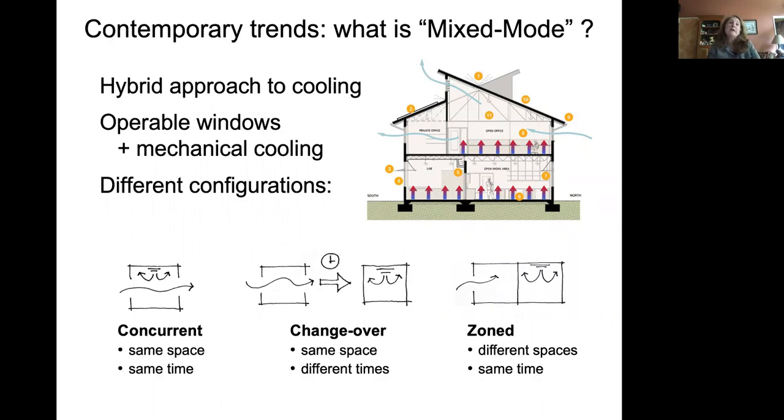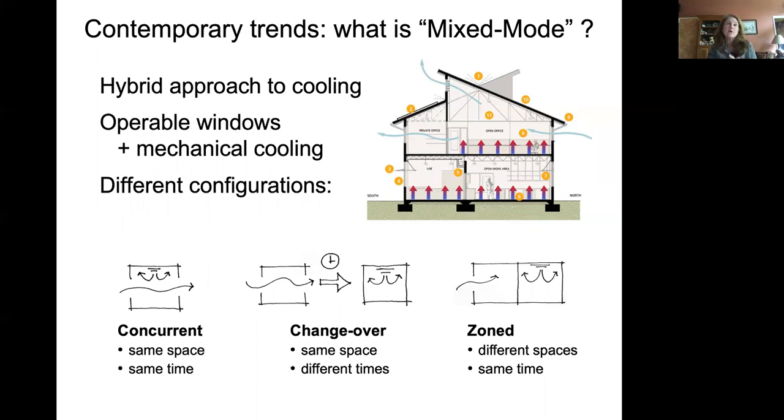Now, more commonly, you're going to have one of these other two kinds. The second one, the one in the middle, is changeover. That means they're in the same space, but you either have the air conditioning on or you have the natural ventilation on. So you're switching over. Either when the HVAC is on, there's window locks, or there's components of the HVAC system that are turned off when windows are opened by the occupants. So it can be one or the other. And it can be on a daily basis, it could be on a seasonal basis.